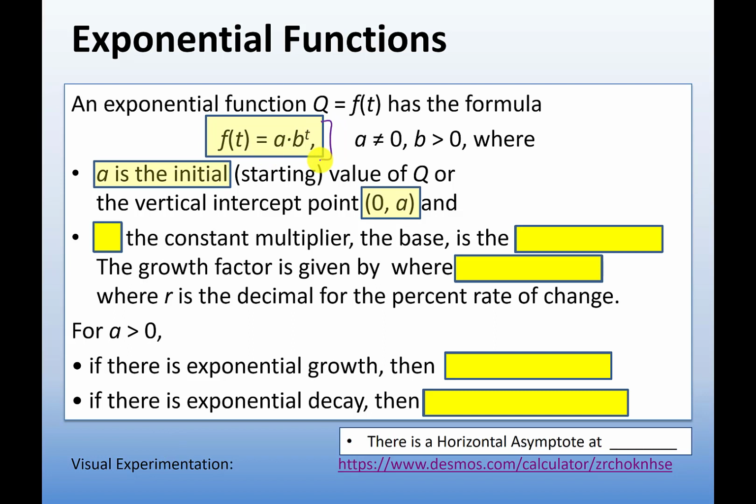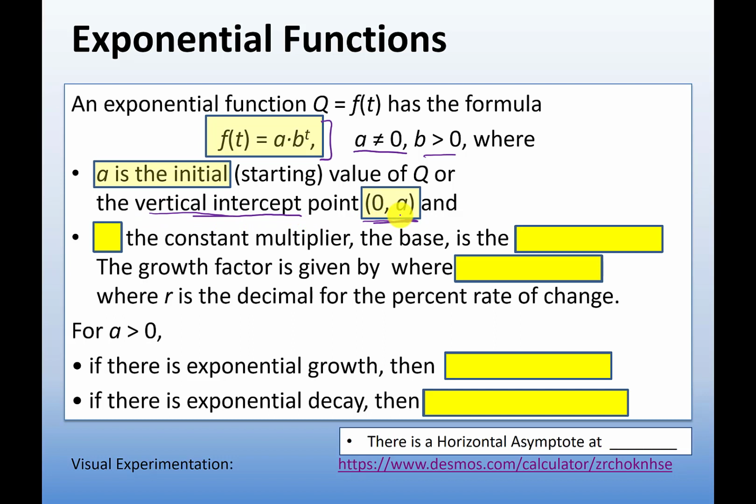Now, a is exactly the same as a in our quadratics and polynomials. It causes the stretch or the compression vertically. Now, b has to be our base. But the important thing to take away on this first segment here is a is the initial or starting value. And so that means we've got a y-intercept point at (0, a). That's going to be very helpful when we start writing equations.